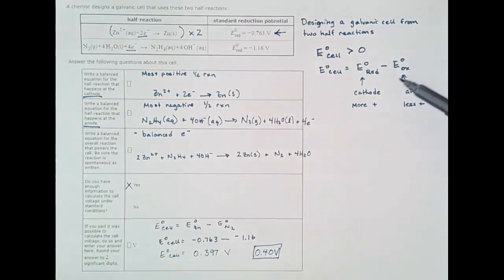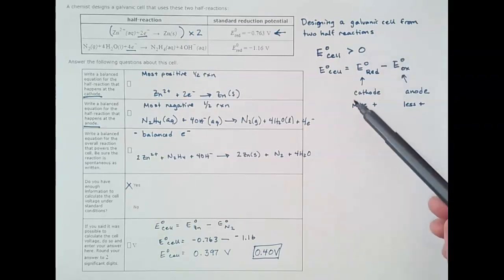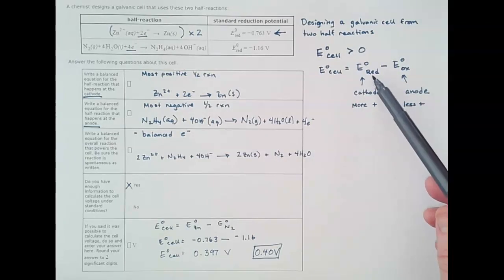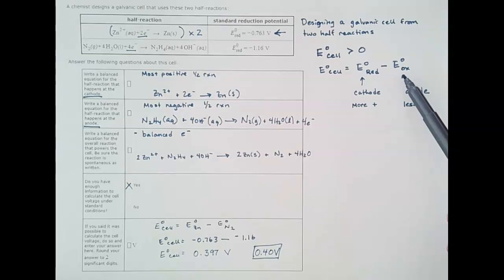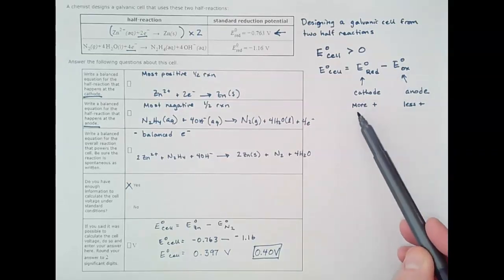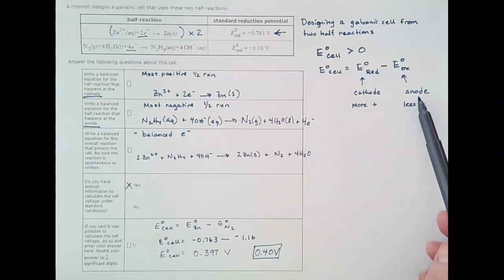Okay, so the key to this kind of problem is to remember that we want to construct a cell. We want to match up our half reactions such that the E0 for the cell is positive, and we always want to have E0 for the reaction that we think is going to run as a reduction, minus the E0 for the reaction that will run as an oxidation. The reduction part happens at the cathode, the oxidation part happens at the anode. And that is it.